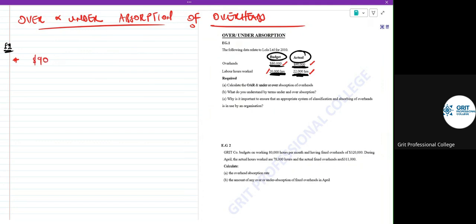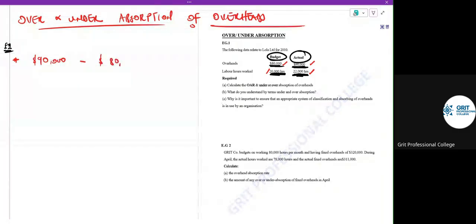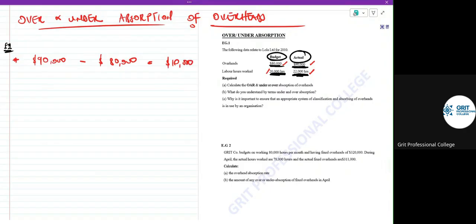So $90,000 minus the $80,000 will give us $10,000, which is the difference.